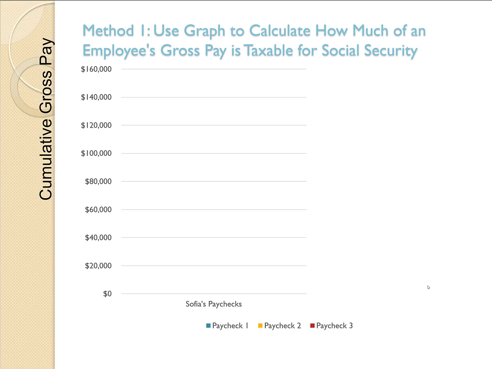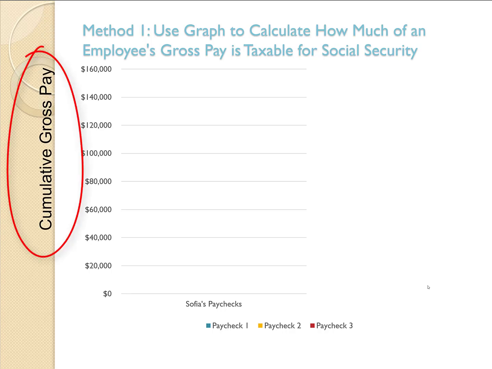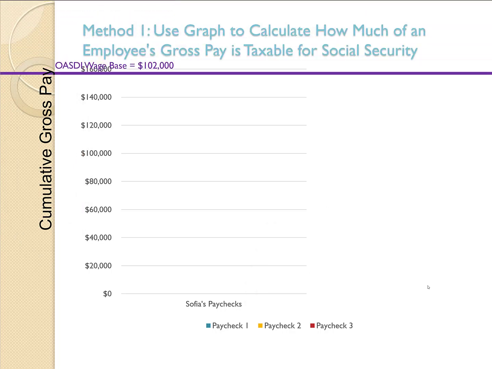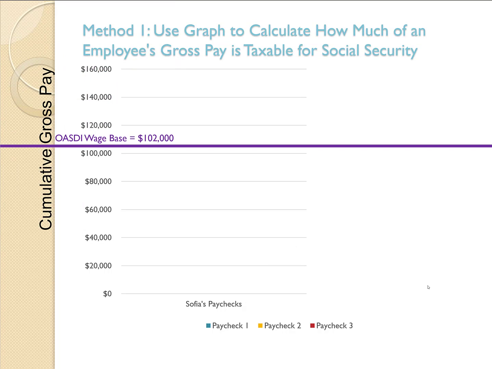What this graph is showing is cumulative gross pay, in other words, year-to-date gross pay. And the person we're talking about is Sophia. We're going to do Sophia's first 3 paychecks. So we need to know our wage base. The OASDI wage base is $102,000.